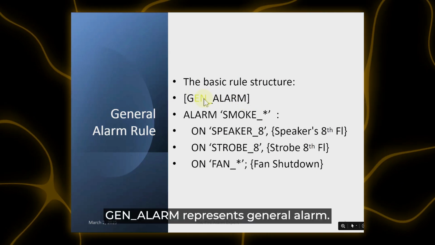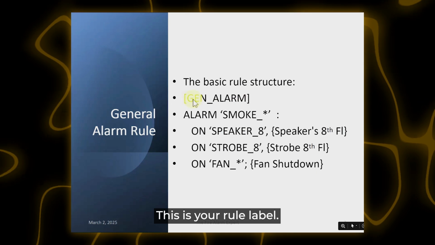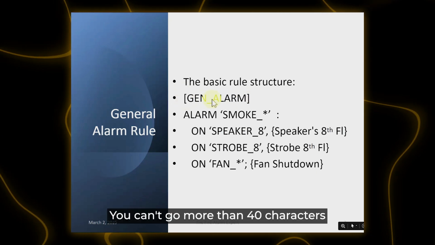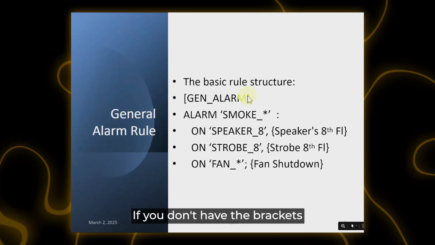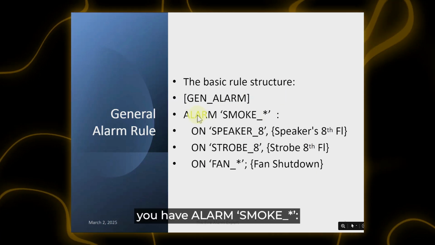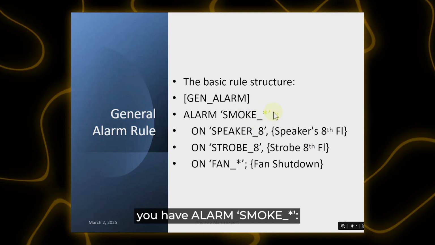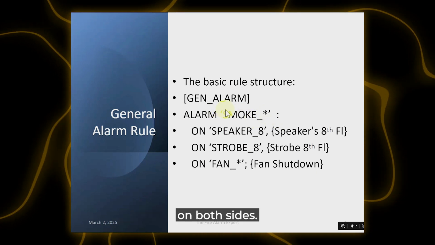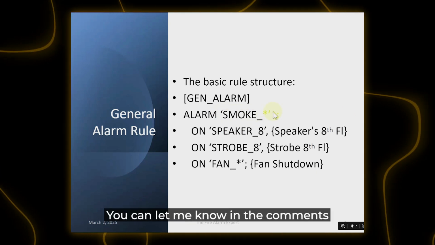So this is what a general basic alarm rule structure looks like. Inside here, gen_alarm represents general alarm. This is your rule label. You need to have the brackets. You can't go more than 40 characters inside this label. If you don't have the brackets, then your rule will not compile. On the input side, you have alarm, smoke, underscore, wildcard, semicolon. And we also have these marks here on both sides. Not quotations, not exactly sure what these are. You can let me know in the comments what these are.